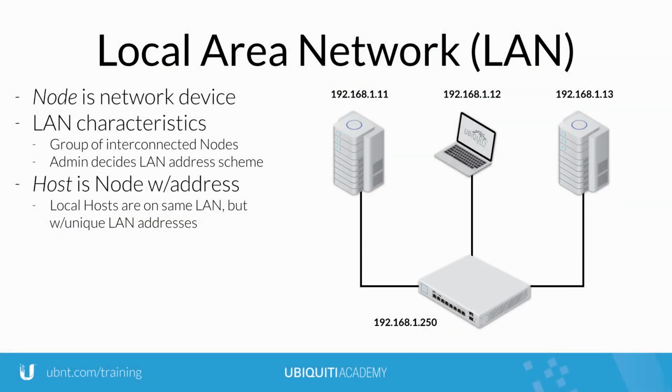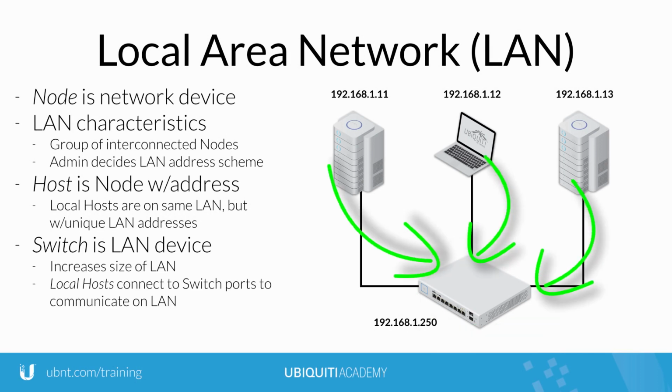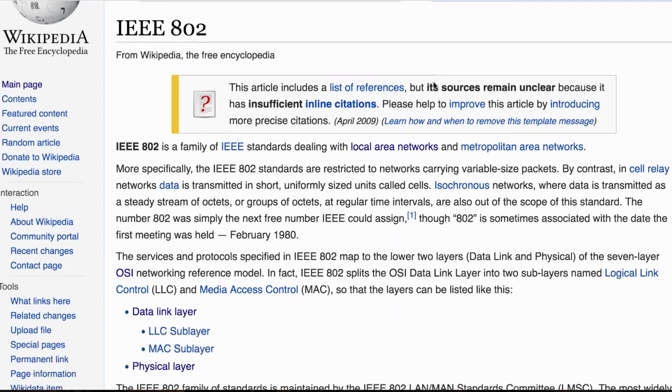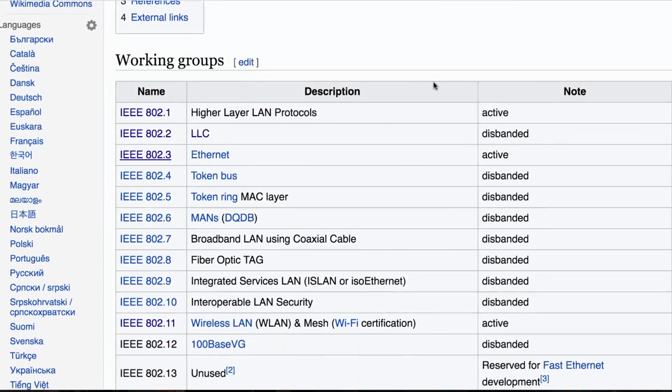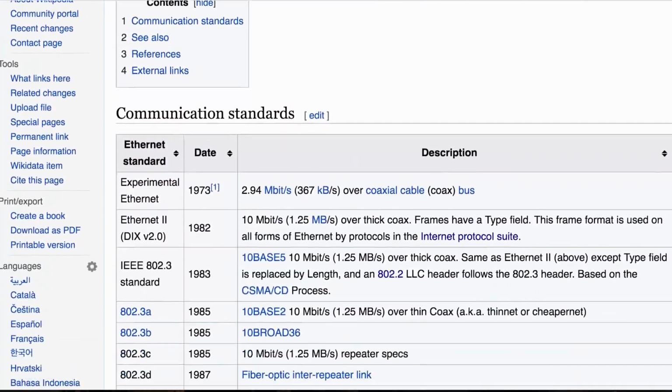In general, a network switch is a node that increases the size of the LAN. Whenever local hosts connect to switch ports to communicate locally, the switch acts as a local segment. The International Standards Group, IEEE 802, including 802.2 and 802.3, discusses LAN technology in great detail.